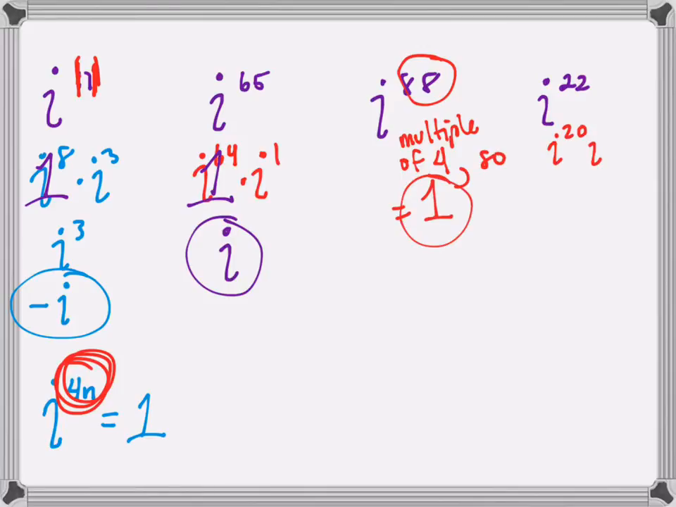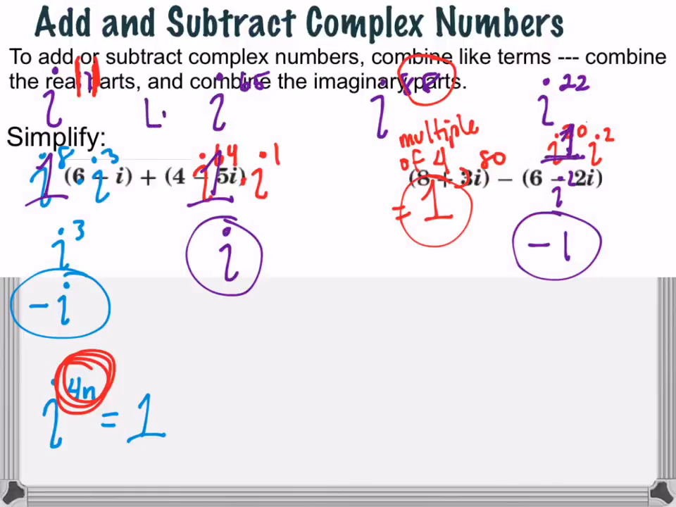i to the 88, 88 is a multiple of 4, so that just equals 1. i to the 22nd is like i to the 20th times i squared, which is just i squared, which is negative 1.